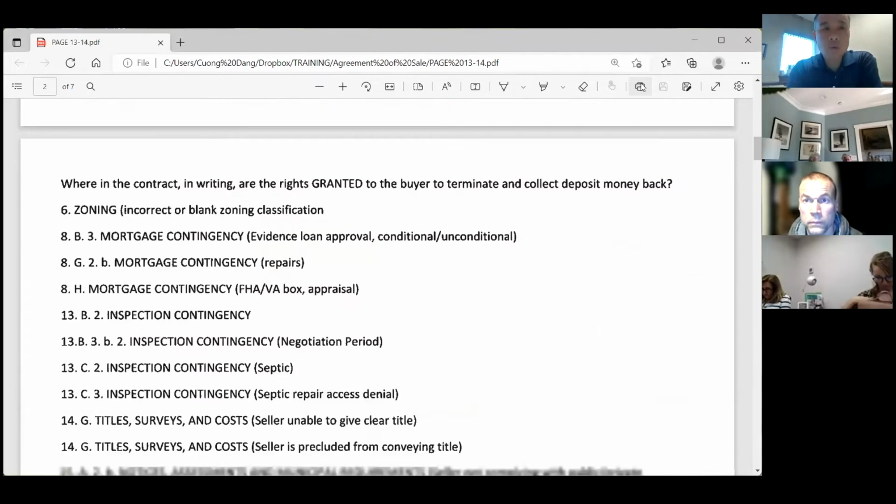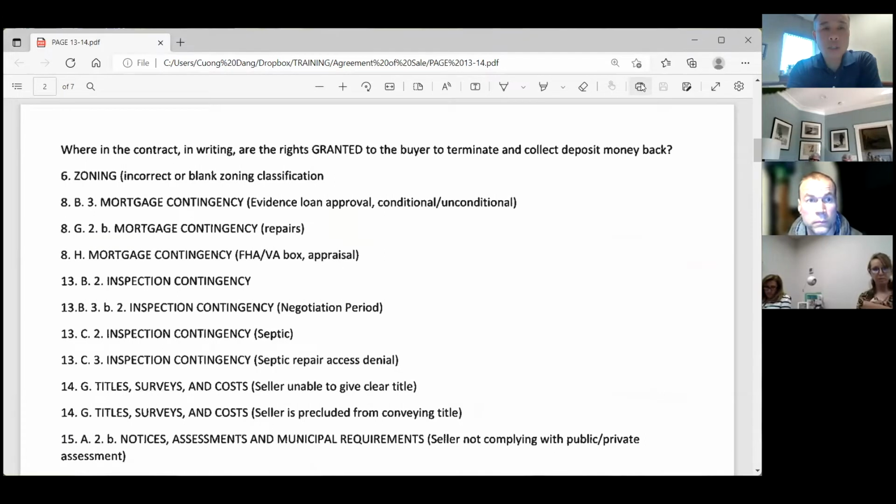So I'm going to scroll down real quick to the next page that I wrote out here. And if anybody can go through this contract and find other places where it clearly states buyer is allowed to terminate and then get their deposit money back, please let me know. But I went through this contract with literally a ruler line by line and highlighted every single place where it says that the buyer is entitled to their deposit money.